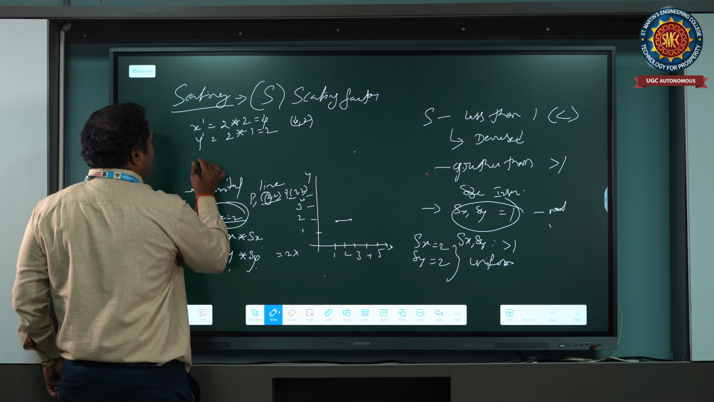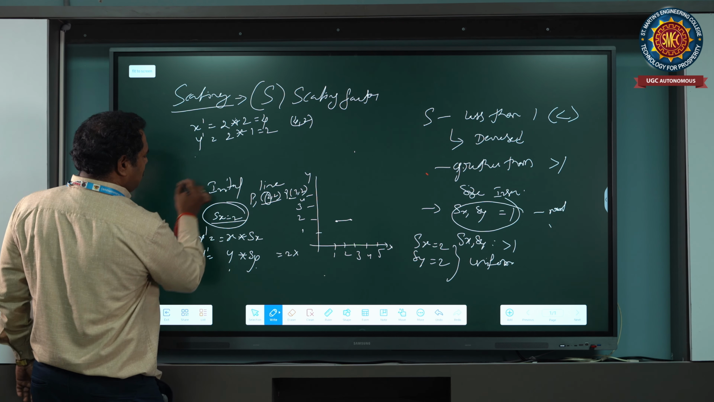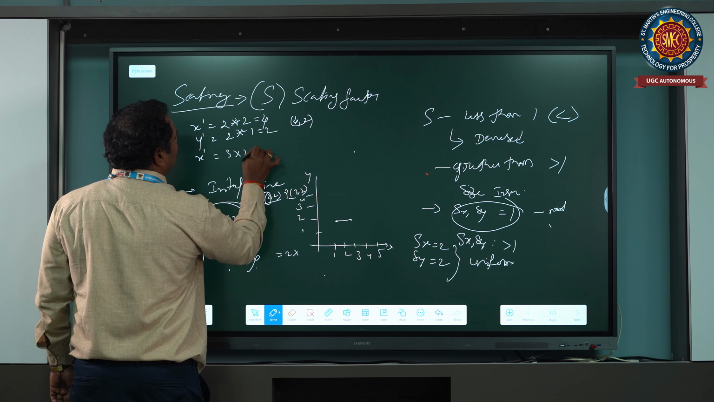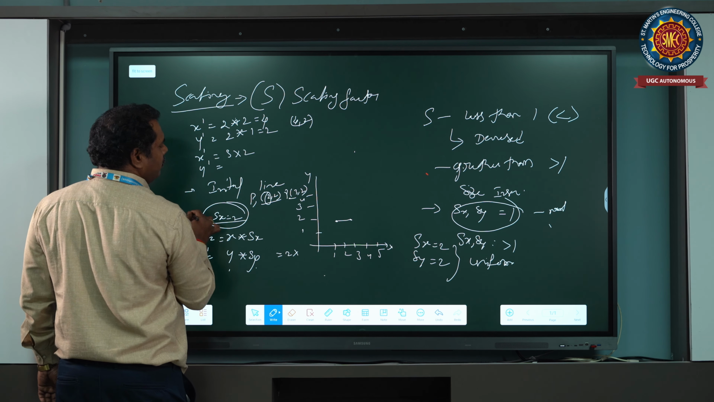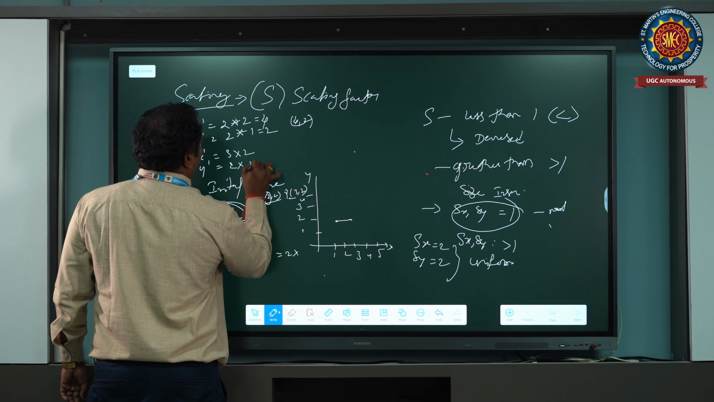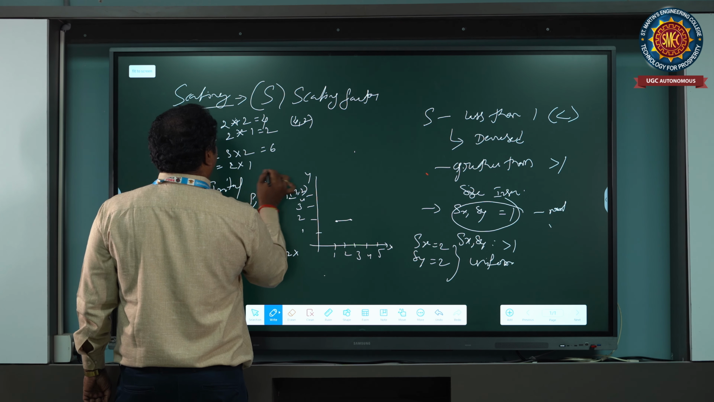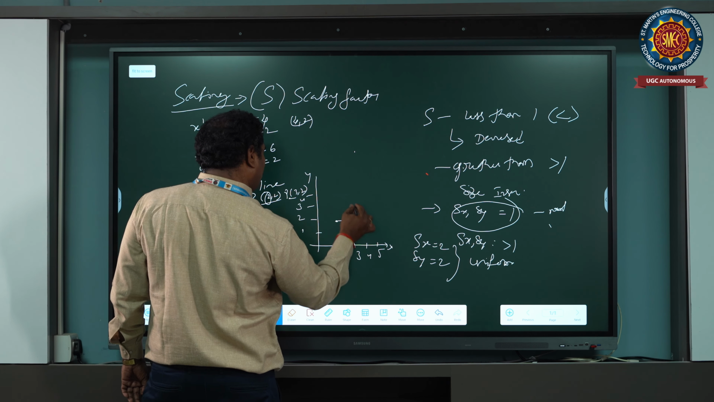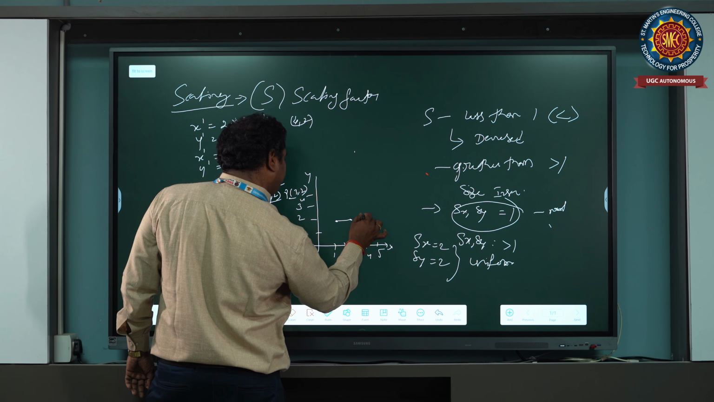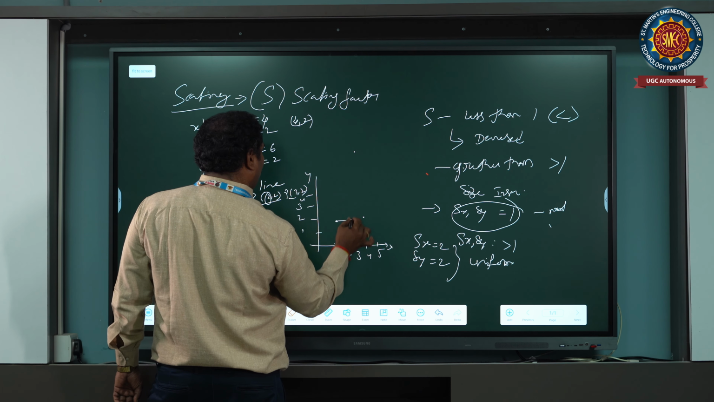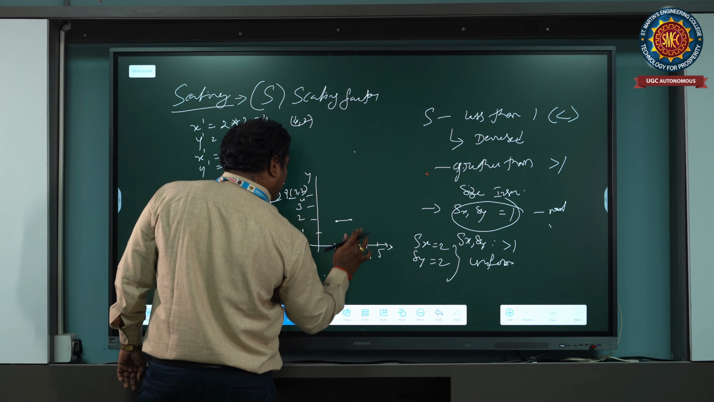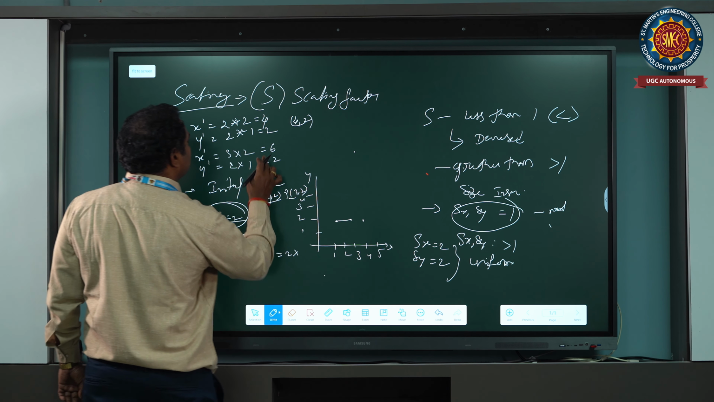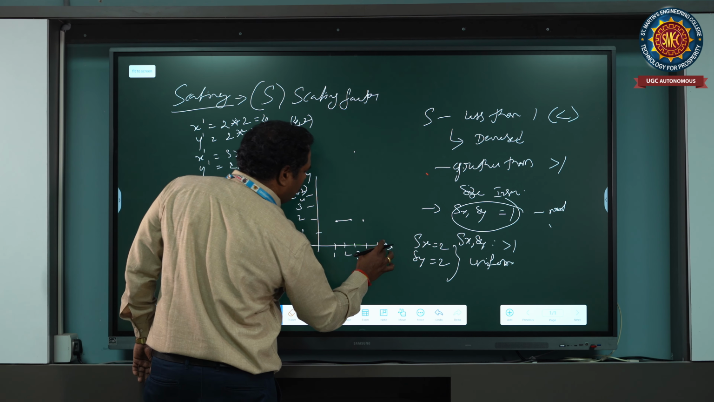Next, take one more point. x bar equals 3 into 2, which is 6, and y bar equals 2 into 1, which is 2 only. Then these are all the new point values: x equal to 4 and y equal to 2, and one more point with x equal to 6 and y equal to 2 only.